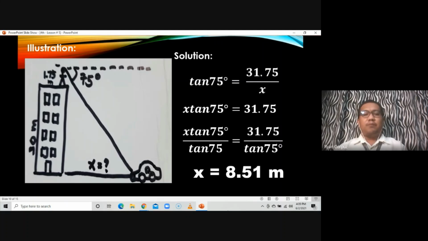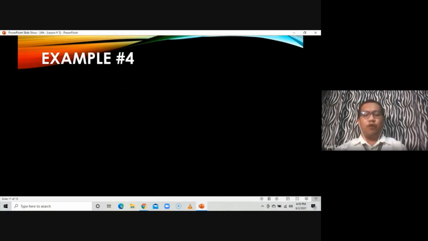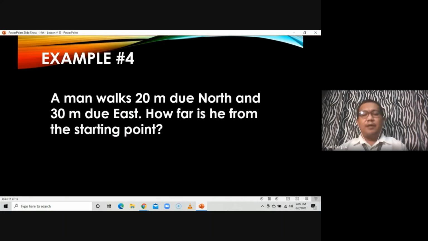So any question on problem number 3? If none, let's proceed to answering another problem. So let us now answer problem number 4, or example number 4. So here's example number 4. Let me read again. A man walks 20 meters due north and 30 meters due east. How far is he from the starting point?